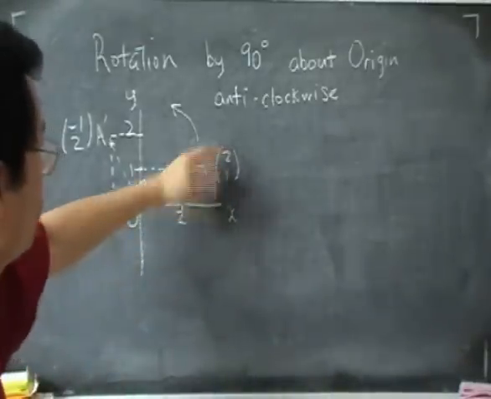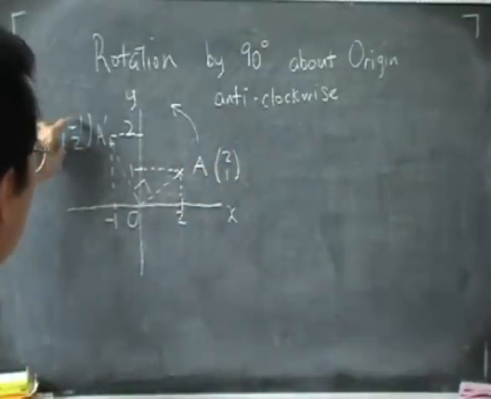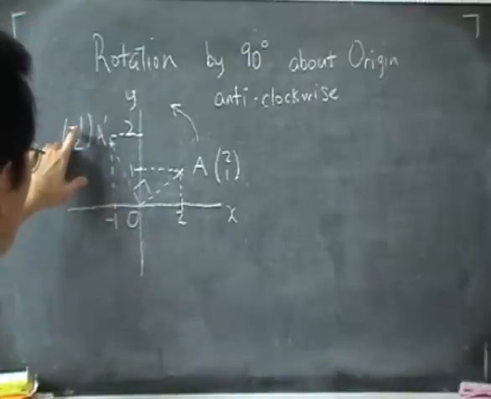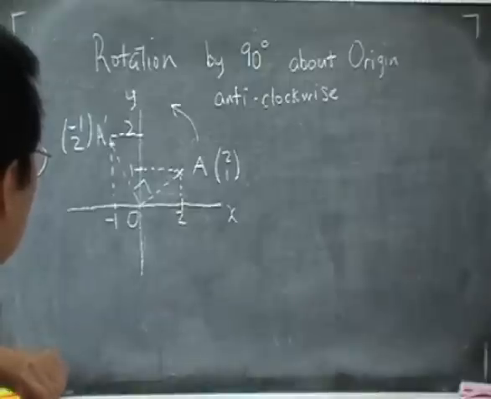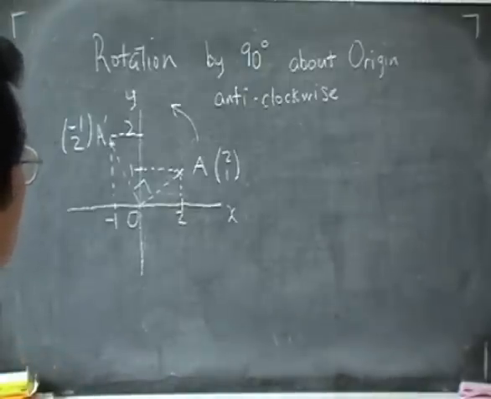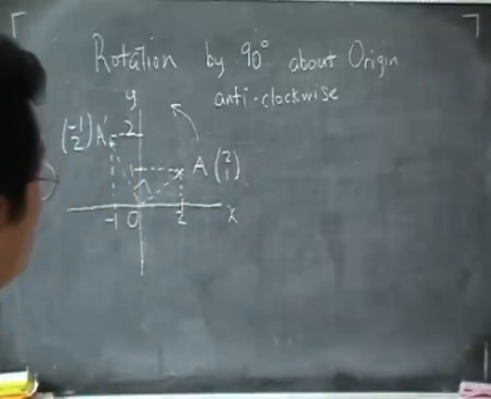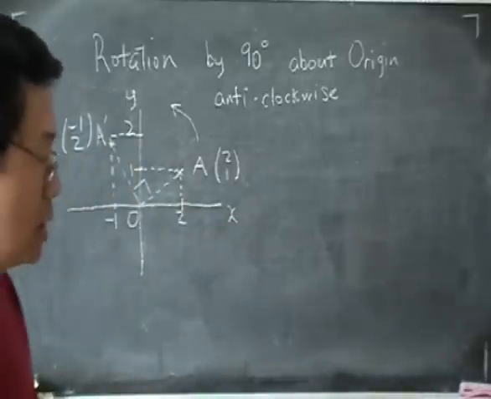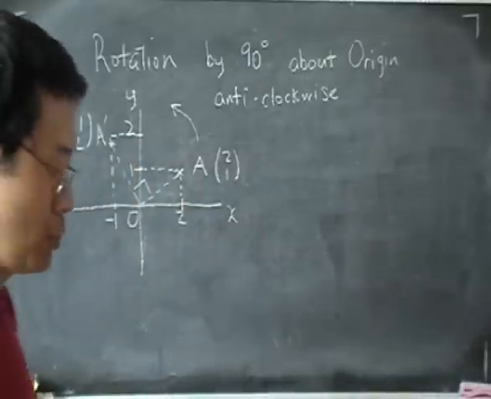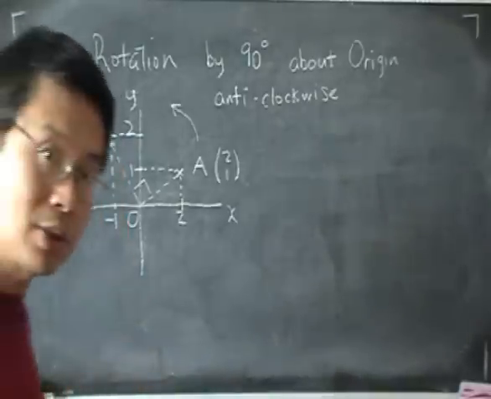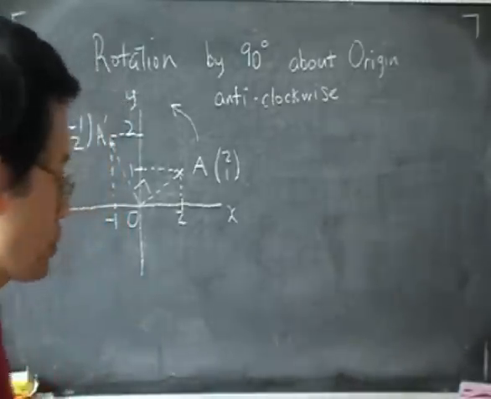You can just exchange the x and y value and add a minus sign to the new x value. So that's how you can do it. You can do it geometrically in this way. But as before, we need to learn about how we can find this same answer using a matrix.